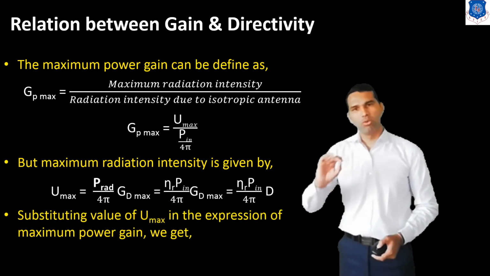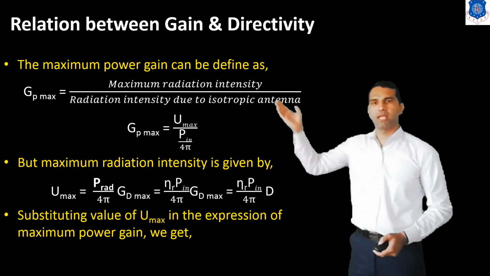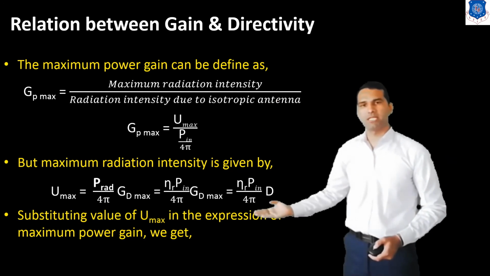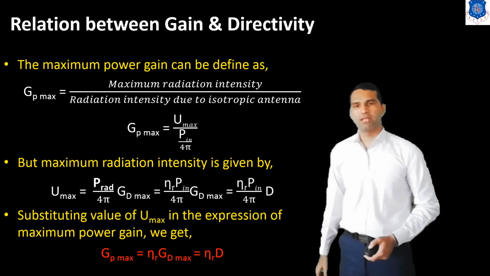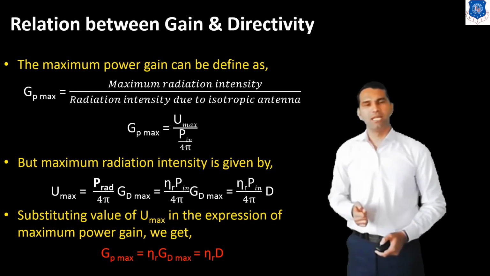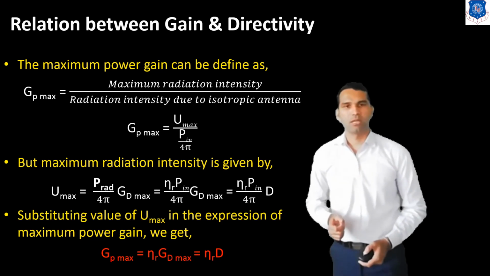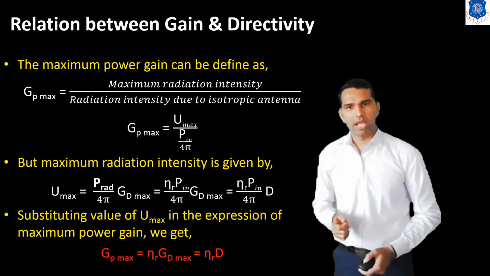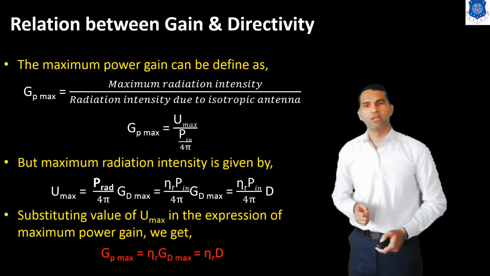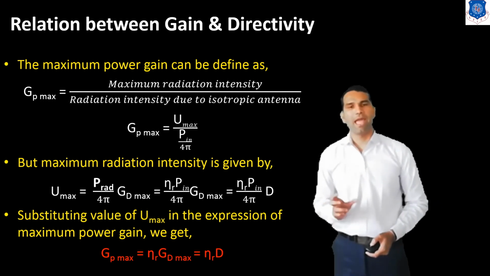Substituting the value of U maximum in the expression of the maximum power gain, instead of U maximum we write this equation. So we get GP maximum is equal to eta R GD maximum, and we know that GD maximum is nothing but the directive gain, so instead we can write D. So this is the relation between GP maximum, that is the gain, and directivity.